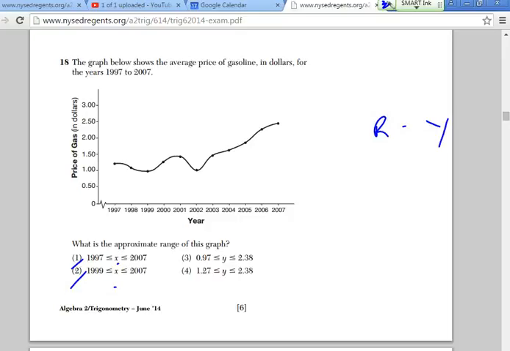Domain is the X. So range is the Y. So you want to think on the Y axis, you're looking up and down. You want the lowest to the highest, and it's got to be using these numbers on the Y-axis. So what's the lowest you guys have hit? I think this one's low, right? That one's maybe the lowest. Okay, what's the highest?